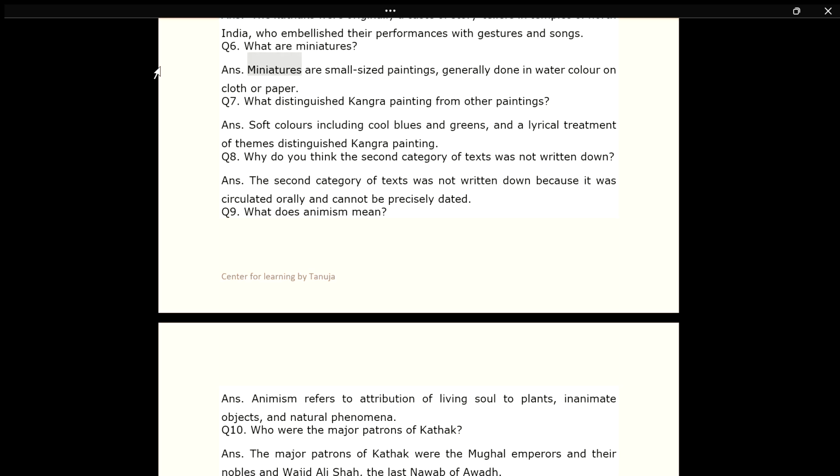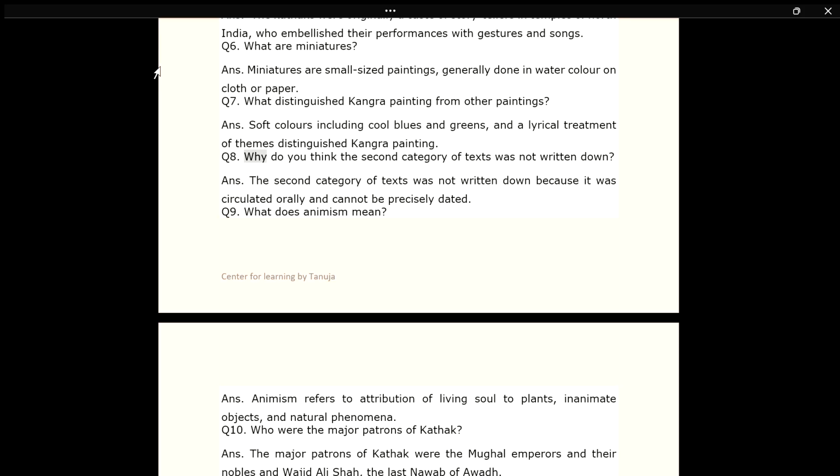Q6. What are miniatures? Ans. Miniatures are small-sized paintings, generally done in watercolor on cloth or paper. Q7. What distinguished Kangra painting from other paintings? Ans. Soft colors including cool blues and greens, and a lyrical treatment of themes distinguished Kangra painting.